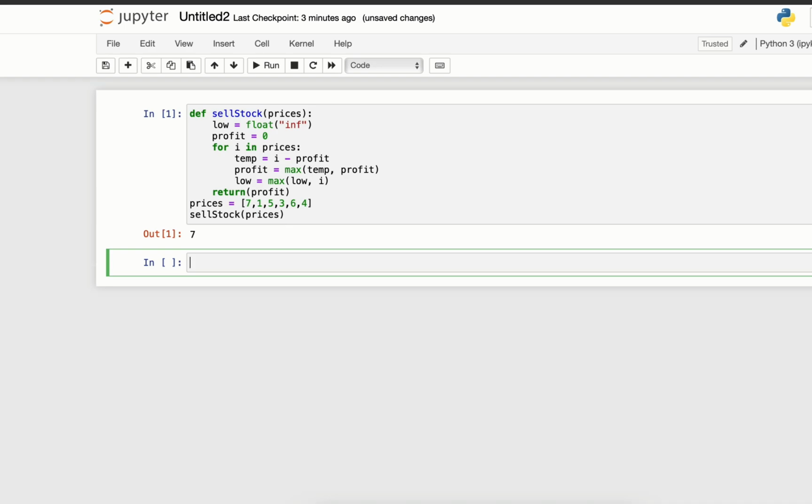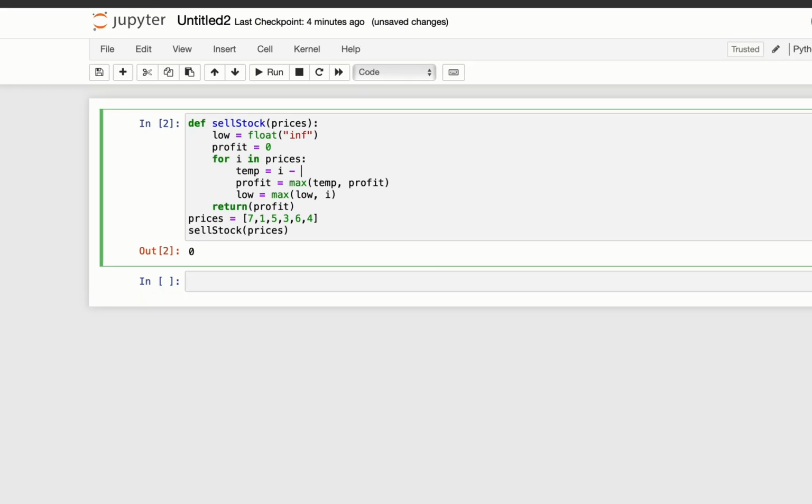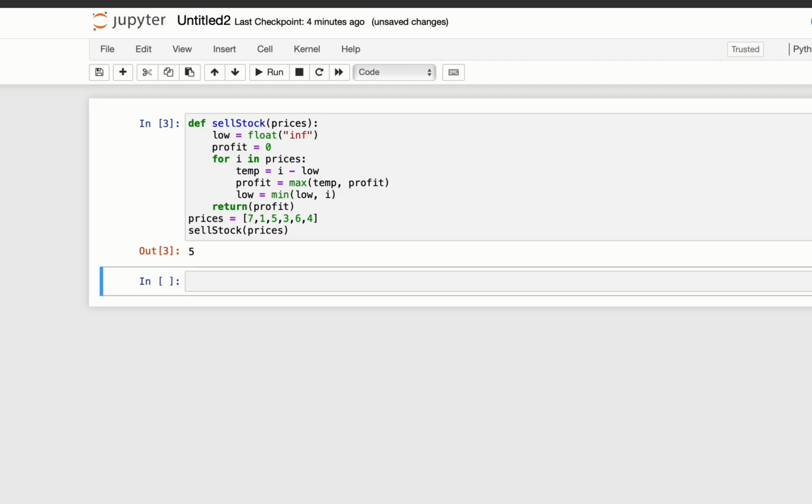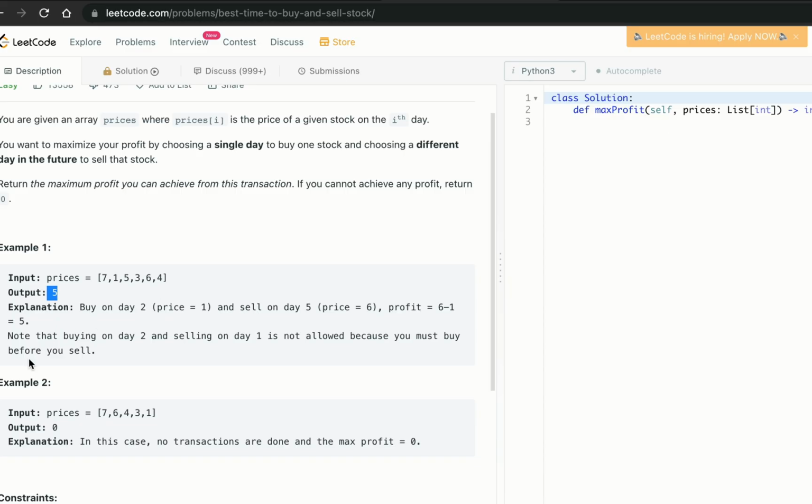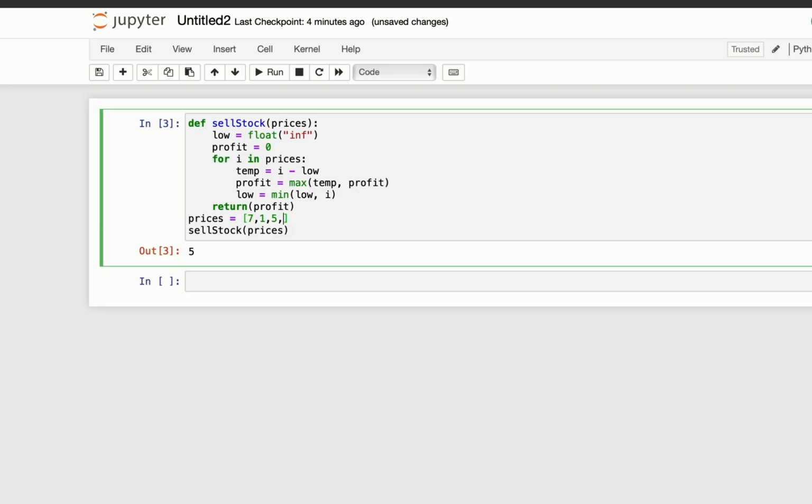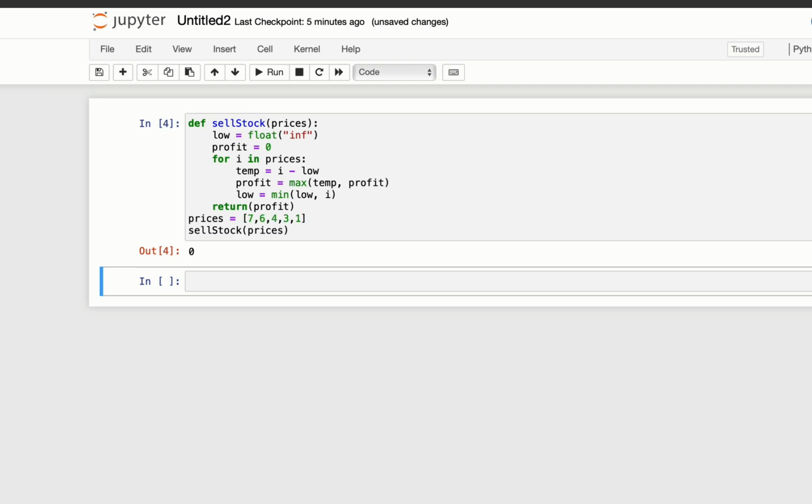Okay, wait, I just made a mistake, I think. We need to subtract the low value from i, and we need to find the min. Sorry, I just meant as max. Let me just run it. Yeah, the output is coming, guys.